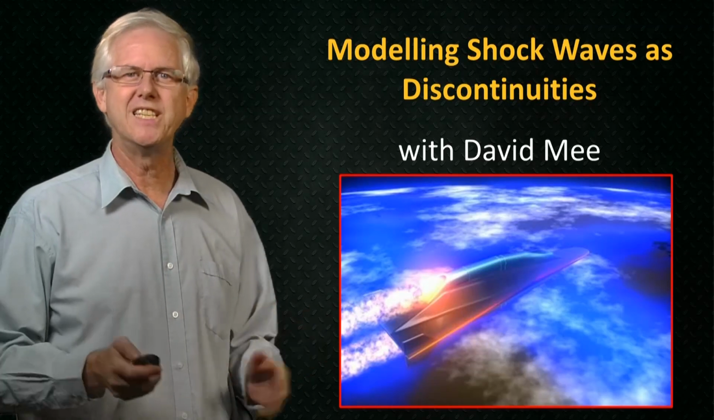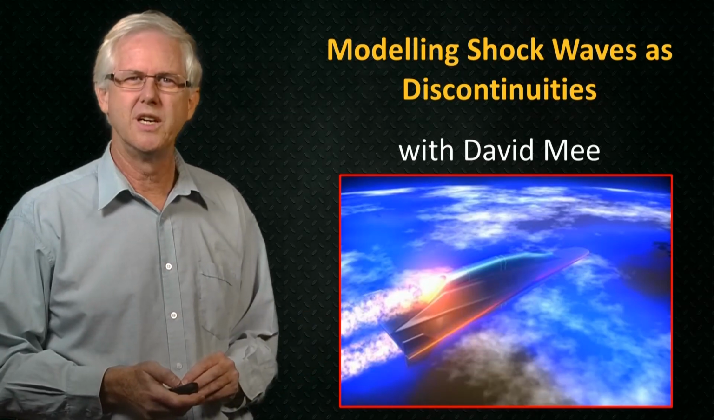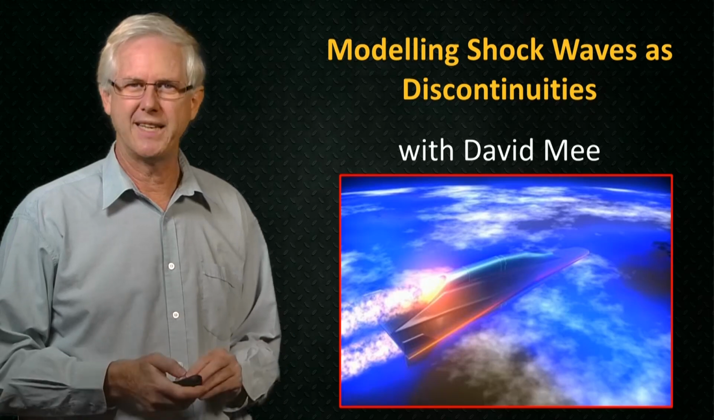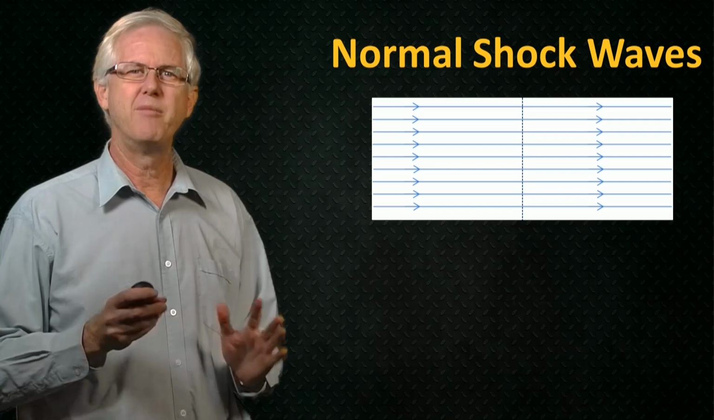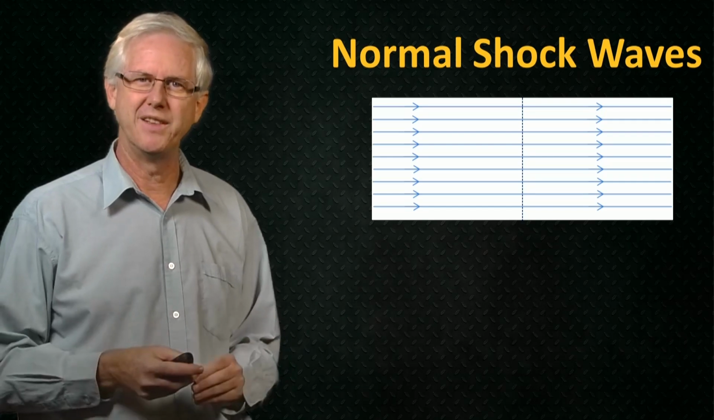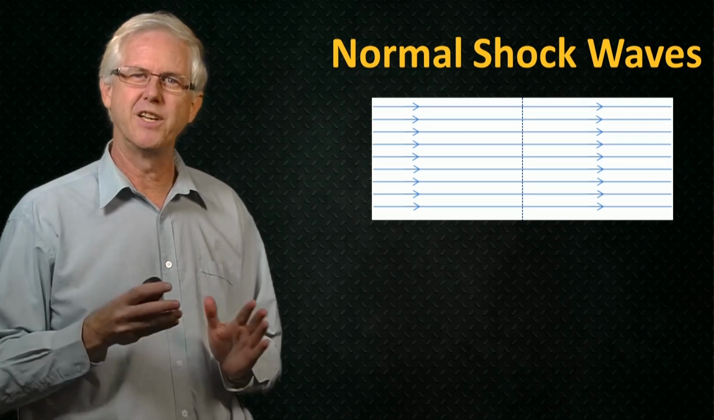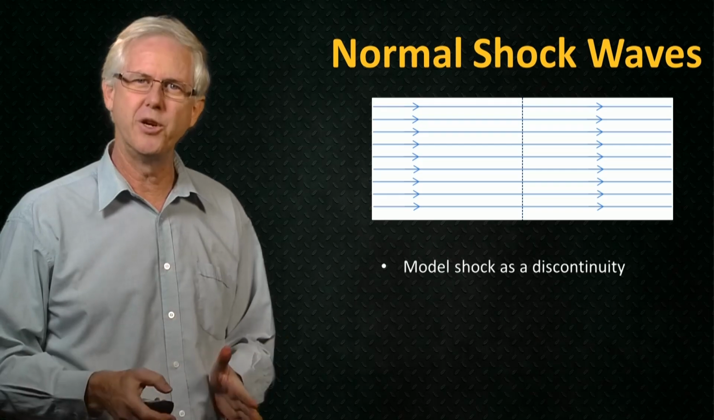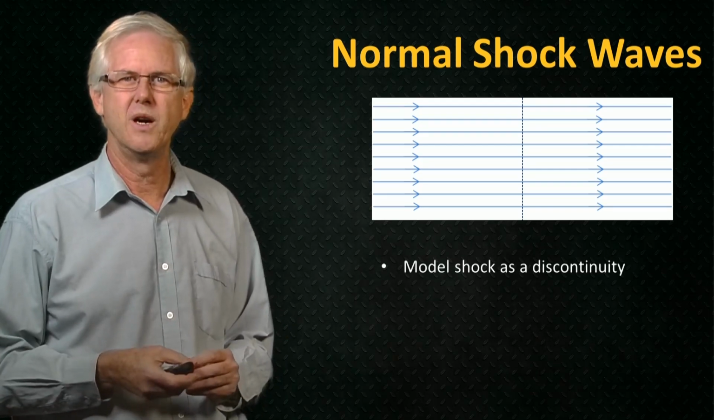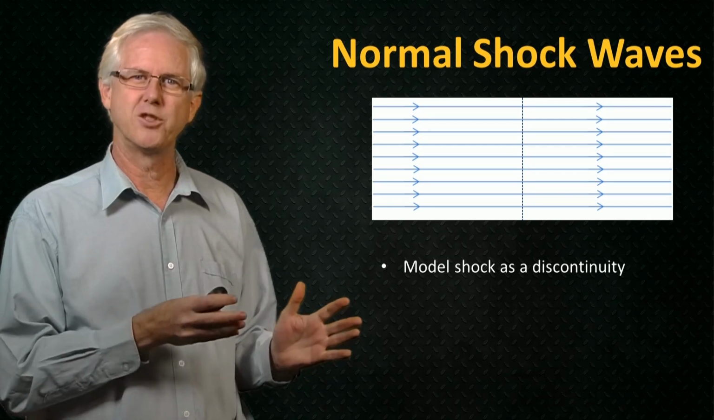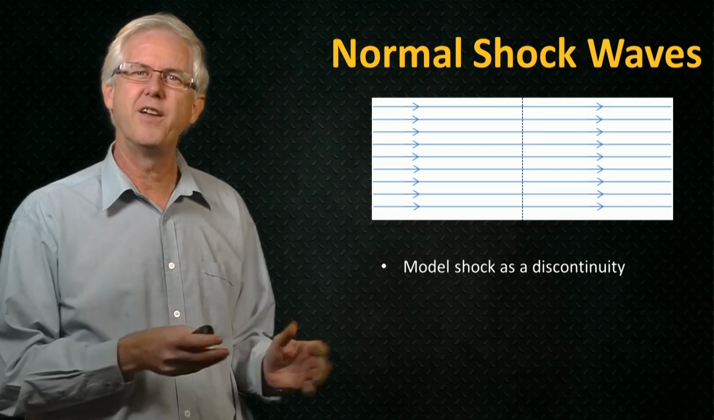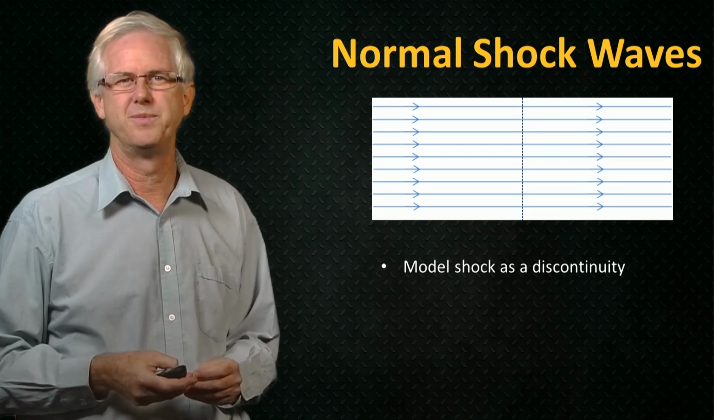We'll start our detailed analysis of shock waves by looking at what happens to a gas when it passes through a normal shock wave. An important assumption that we'll make in this section of the course is that shock waves are discontinuities in the flow. We'll look at the gas upstream of the shock wave and the gas downstream of the shock wave and find that the gas properties will be different.